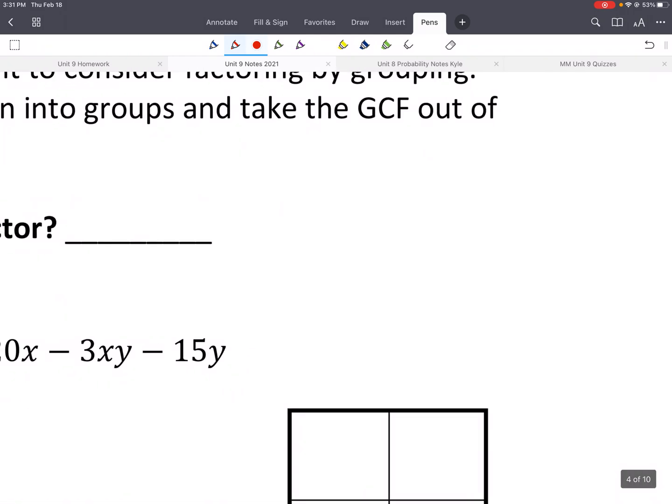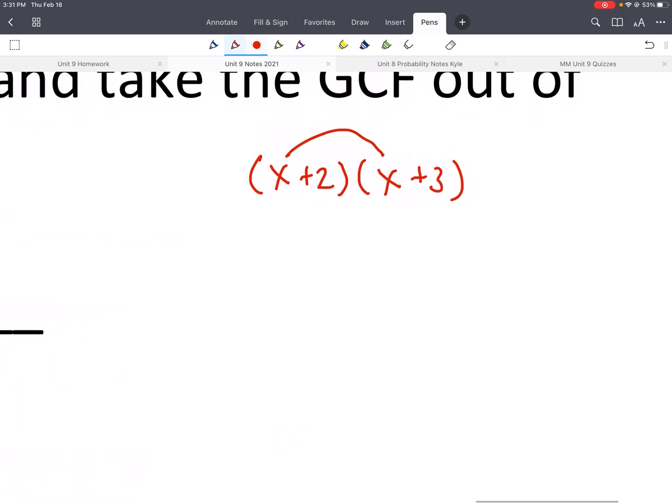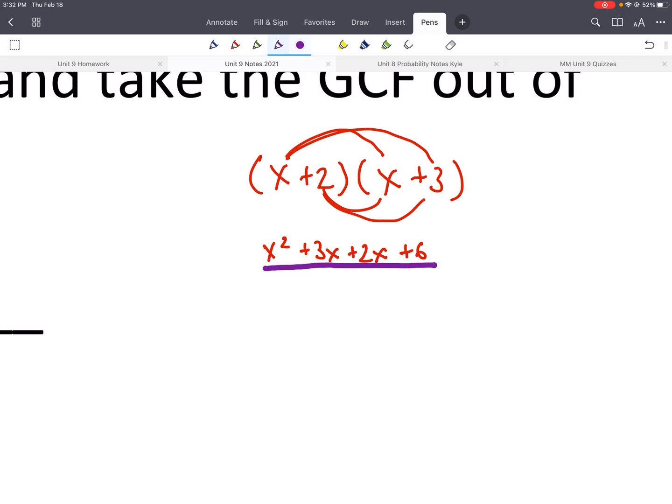Let's look at an example that we've done before. If we had a problem like x plus 2 times x plus 3, what we did is we did foiling, or we did a box method. So the FOIL would give us an x squared, a positive 3x, a positive 2x, and a positive 6. So if you notice, when we distribute a binomial, when we multiply 2 binomials together, we end up getting 4 terms.